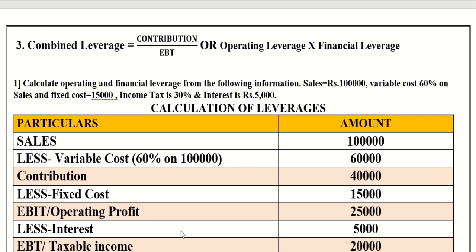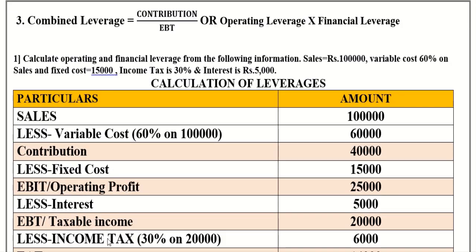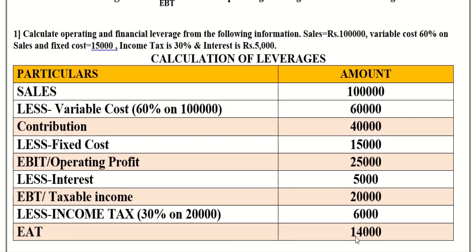Then if income tax rate is given, then you deduct income tax, otherwise no need. We need the details up to EBT for calculation of leverages. Anyhow, they have given income tax rate here, that is 30%. You deduct 30% now. Less income tax, that is 30% on 20,000. What is this taxable income? This is 20,000 here. So 30% on 20,000, you get 6,000. So therefore 20,000 minus 6,000, you will get 14,000 as EAT. So this is how you have to prepare income statement. So once you prepared income statement, just you calculate leverages.